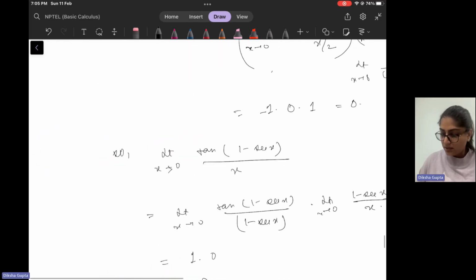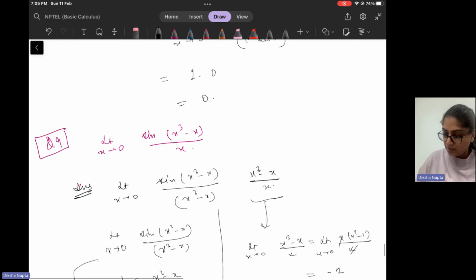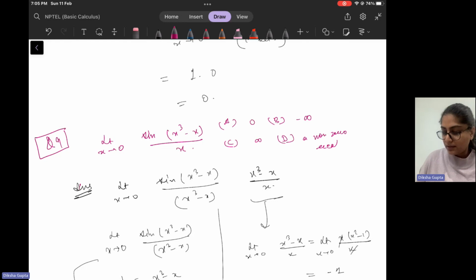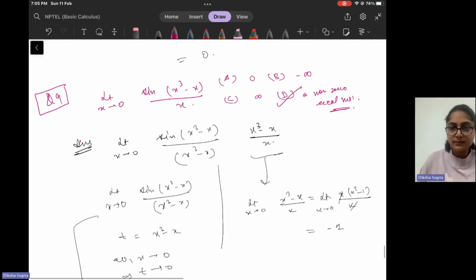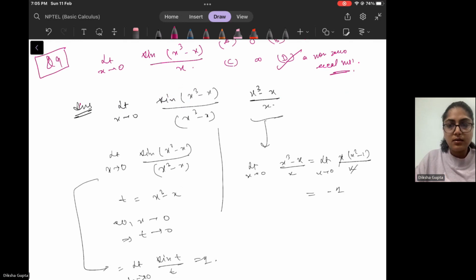All right, so our correct option is, okay, so I have not written down the options here. So it was A 0, B minus infinity, C infinity, and D a non-zero real number. So the correct option is D. Okay, so I hope you'll be able to do such type of questions now. So next question is based on evaluating the right hand and left hand limit.